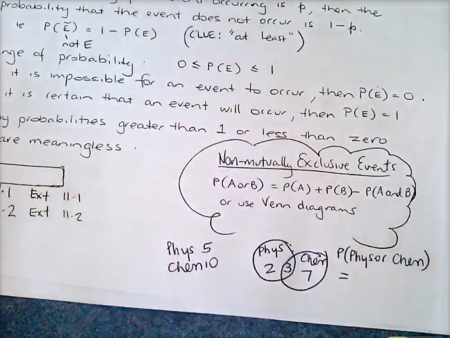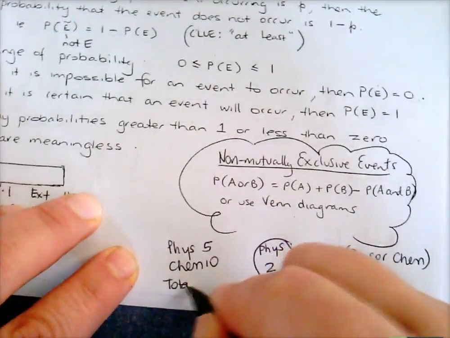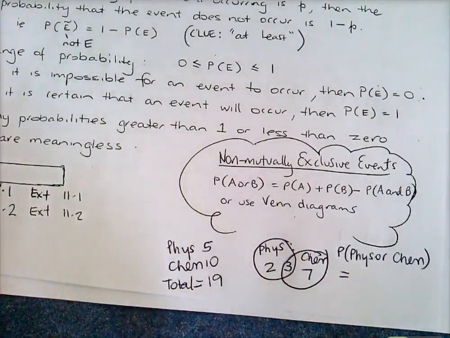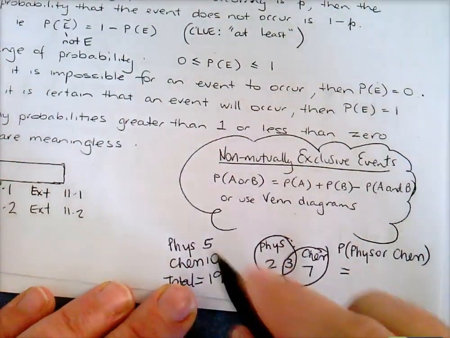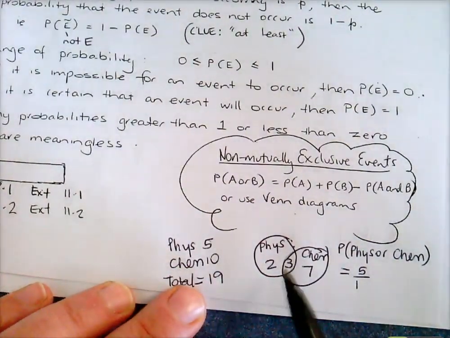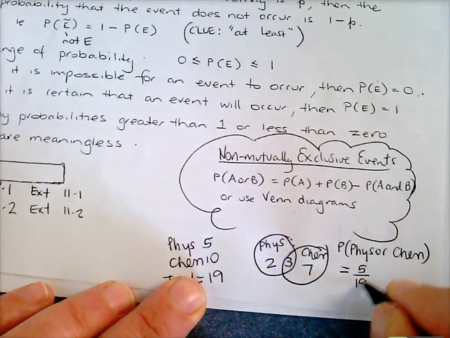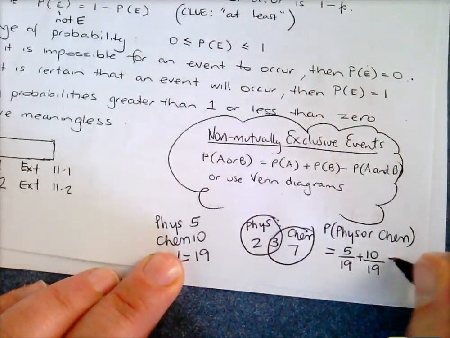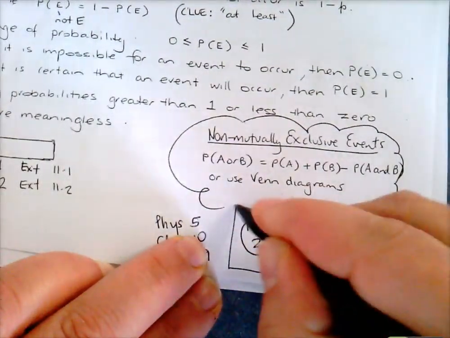So if I ask in this question here, the probability of physics or chem, how many people in the class here today? Did we say we had 2 people away? We've got 19 people here. So if I ask for the probability that you do physics or chemistry, it's how many people? Do I go 5 out of 19? Physics or chem. So physics and chem is easy. That's 3. Physics or chem is, you can say 5 out of 19 plus 10 out of 19.